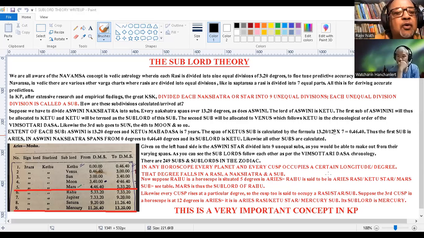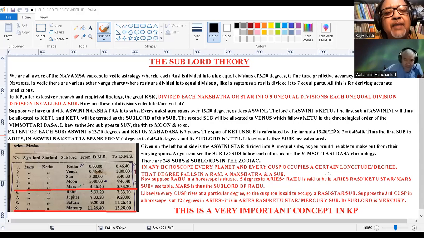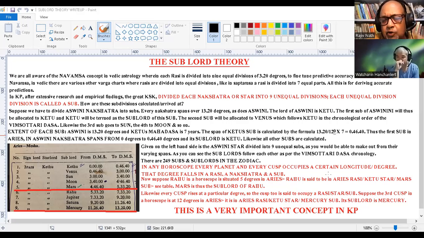So in KP, after extensive research and empirical findings, the great KSK divided each nakshatra. In Vedic, each zodiac sign or rashi is divided into vargas, into 9 equal parts or 7 equal parts. Here what he did is, how many constellations, how many nakshatras are there? 27. So the great KSK divided each nakshatra or star into 9 unequal divisions. Each unequal division is called a sub. That is how there are 249 subs.